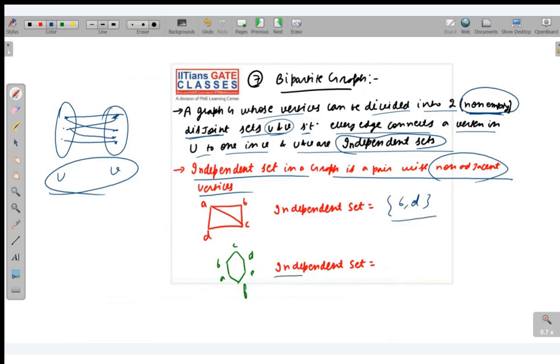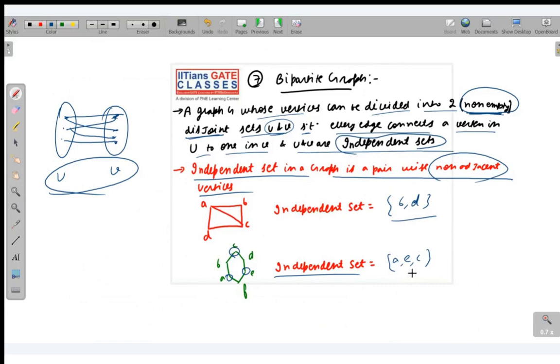Here, what is the independent set? Pairwise non-adjacent vertices. So you will take A, E, C. A, E, C is an independent set. See this: A and E, no edge. E and C, no edge. A and C, no edge. So an independent set in a graph is pairwise non-adjacent vertices. I think you have got it.